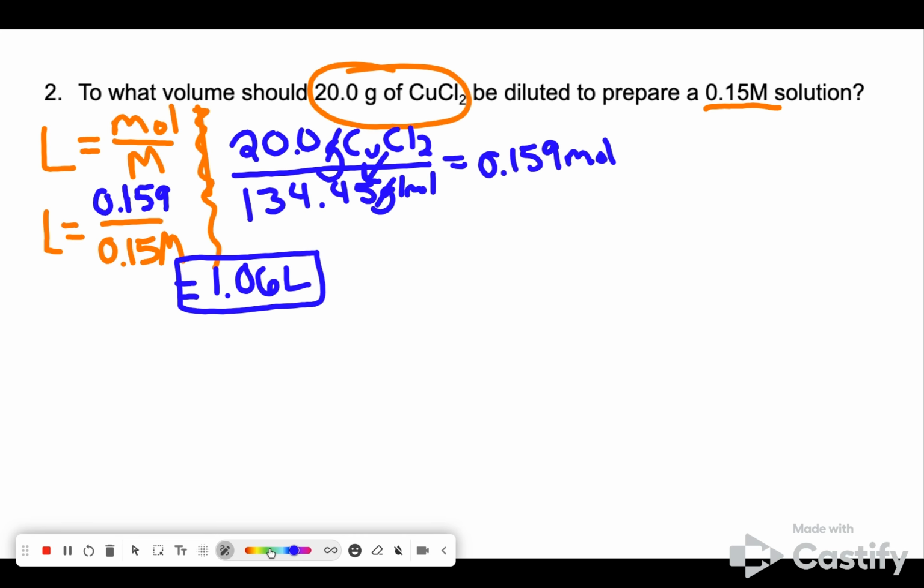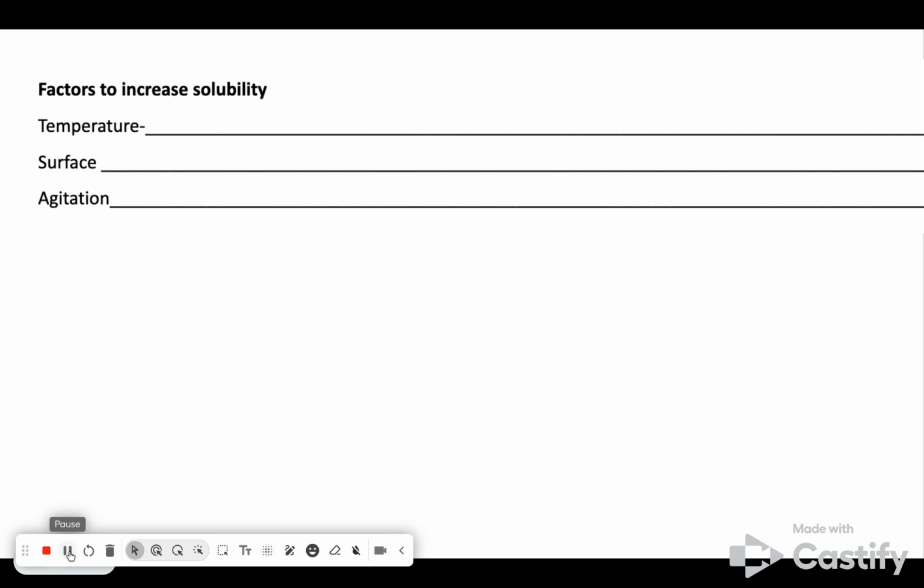So go ahead and copy this one down. Most of you have used this in your everyday life. You know that if you want something to dissolve faster, there are some things you can do to it. One of them, you can put it in hot water, and things will dissolve faster. If you cut it up into smaller pieces, it will dissolve faster. And if you shake or stir it, it's going to dissolve faster.